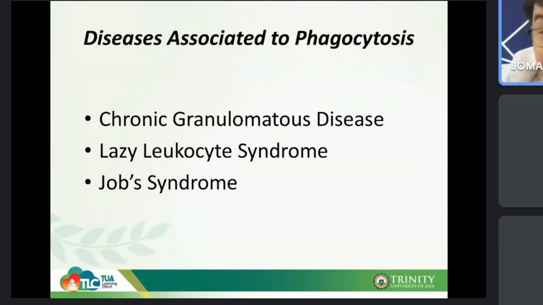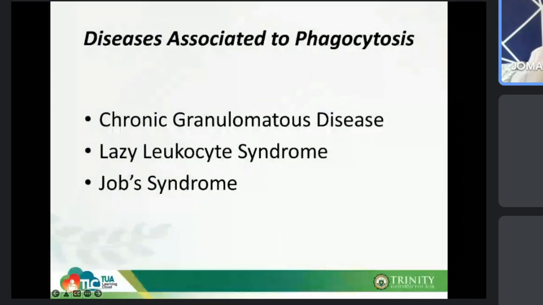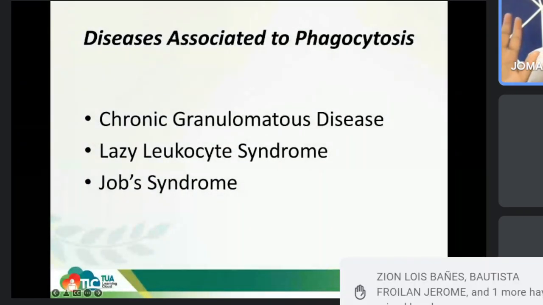When it comes to Job's syndrome, we have a normal random activity but abnormal chemotactic activity. Okay? Normal yung random, abnormal si chemotactic activity. Again, for your Job's syndrome, normal random activity, abnormal chemotactic activity. That is for your Job's syndrome. Are we clear? Can I see a raise of hand if we're clear?